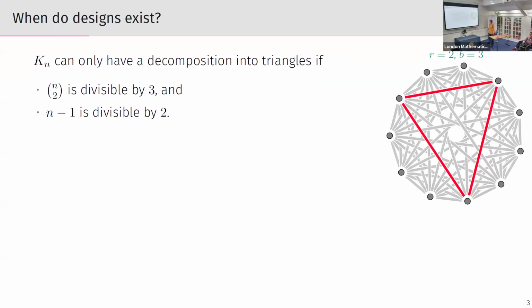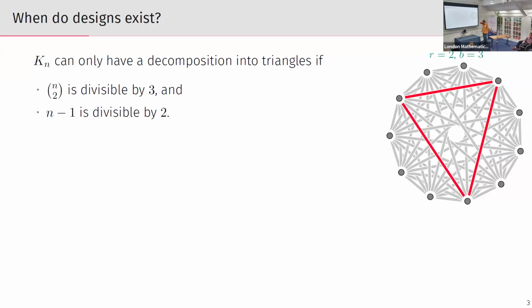The second condition is also easy, but one needs to think maybe for 2 seconds more before seeing it. I am claiming that n-1 has to be divisible by 2. Well, that's if we look locally at a vertex. If I have a triangle on this vertex, then it will take away exactly 2 edges. And I need to cover all these edges going out of the vertex. So the number of edges coming out, which is n-1, has to be divisible by 2. And these things we call divisibility conditions.